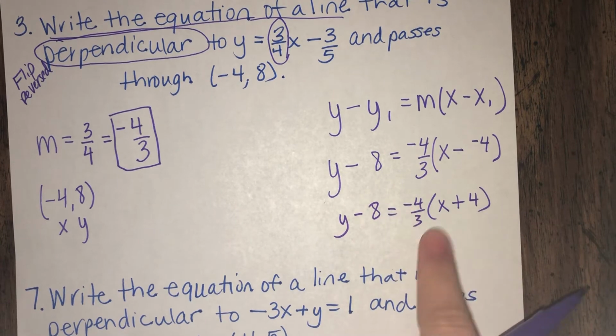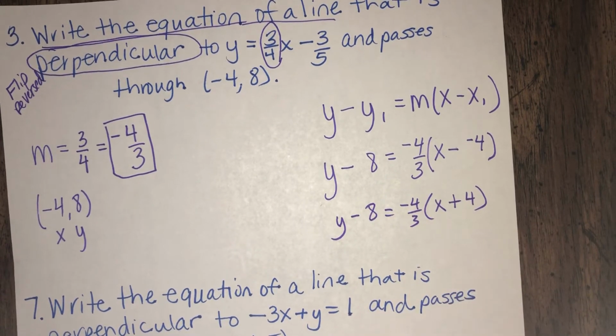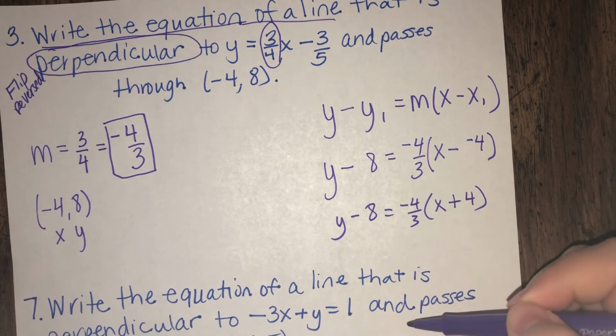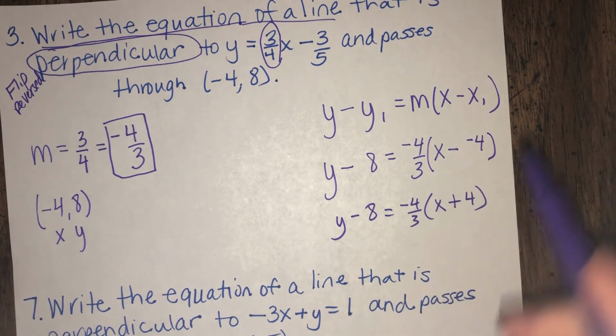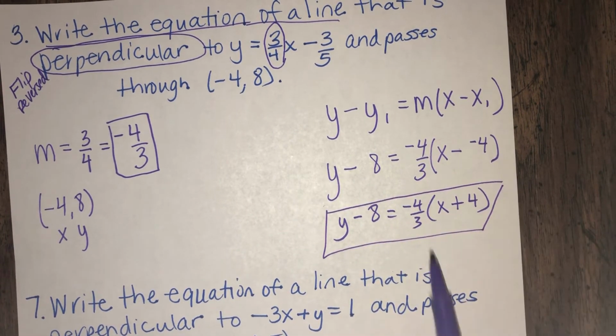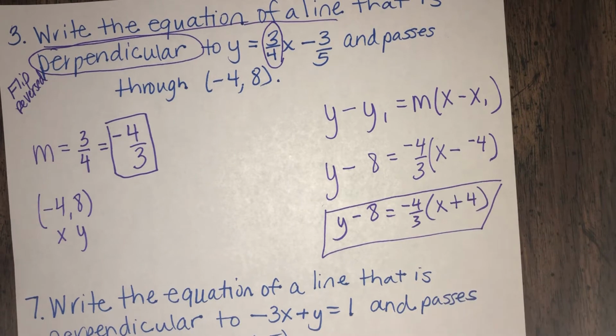Both of these are accurate. This is technically a little bit more of a simpler form. We're not going and distributing that -4/3. We're not trying to get y alone. This could be your final answer, and so could that, but I like to get rid of those extra negatives.